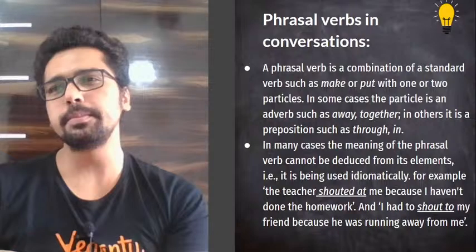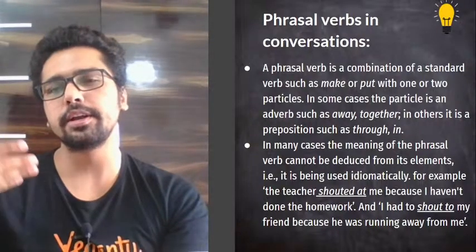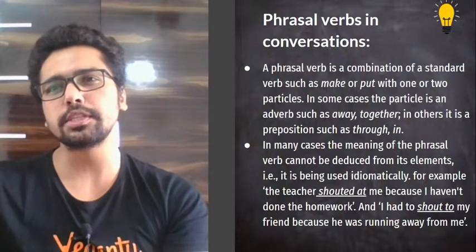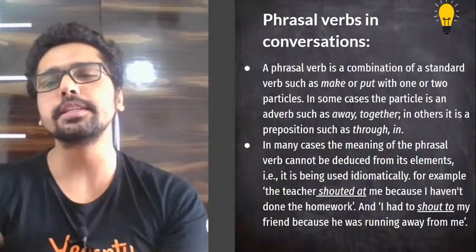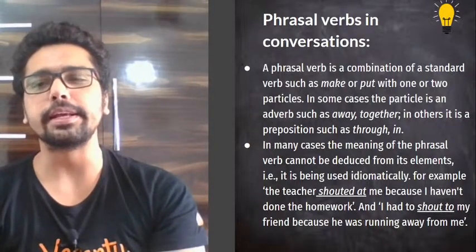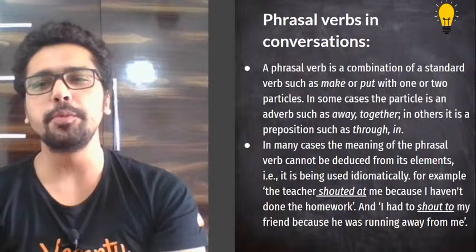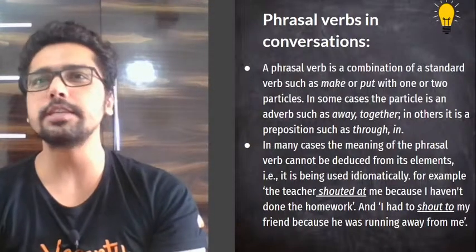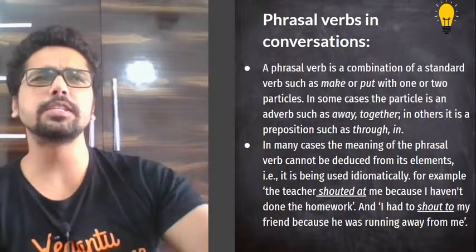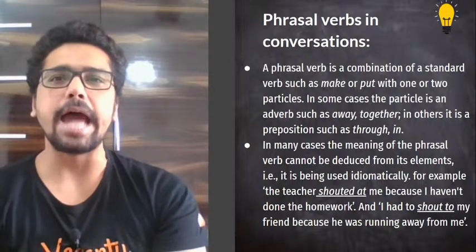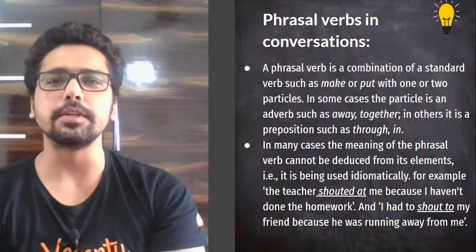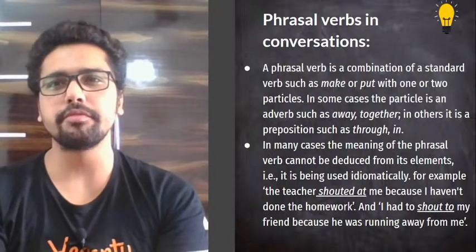Shout to means you're simply raising the intensity of your voice so that the other person can hear you clearly. So when I say shout to, it means you raised your voice because the person was maybe far away from you and you had to shout to the person. And shout at means you were angry with the person. So that's how phrasal verbs are different, right?